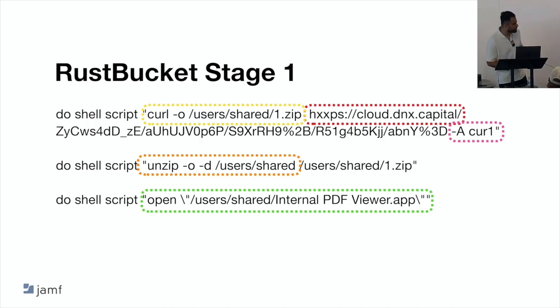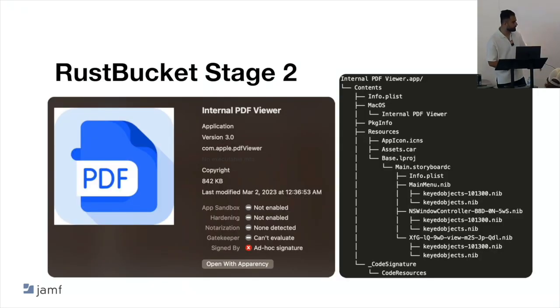So this stage one would go on to curl and write a PDF to the user shared directory. Again, we've seen that many times with a lot of APT malware writing to this user shared directory, so it'd be a great detection to monitor for. Then it unzips this, and you can also see the user agent. This is something that BlueNoroff uses a lot, these user agents with curl with a 1. We've seen that quite a bit. Then it simply launches this Internal PDF Viewer application. So that was stage one.